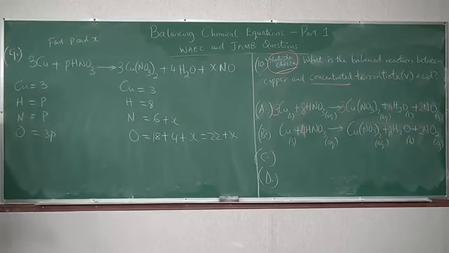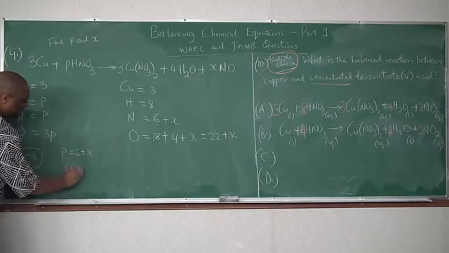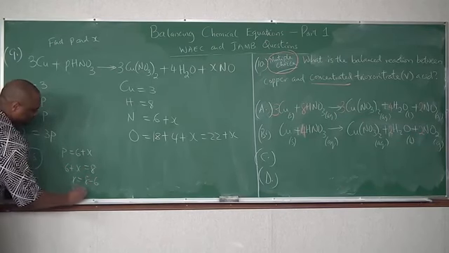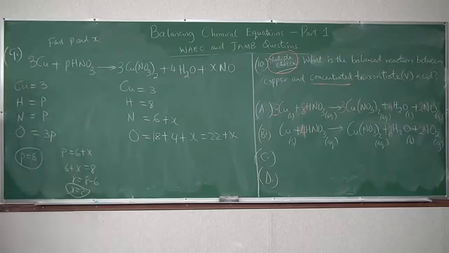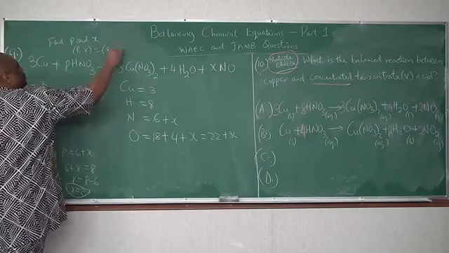P is 8. Okay? From hydrogen, P is 8. And then from nitrogen, P is 6 plus X. So 6 plus X is 8. So X is 8 minus 6. X is 2. That's it. So P, X is 8, 2. Okay? P, X is 8, 2. That's it.